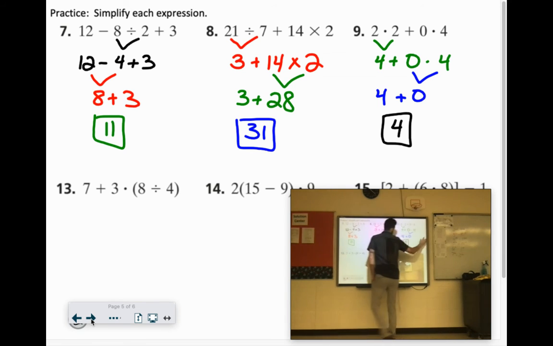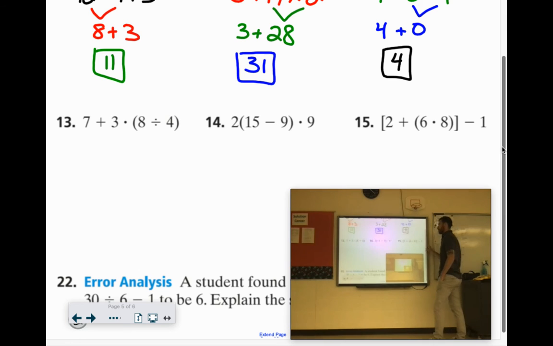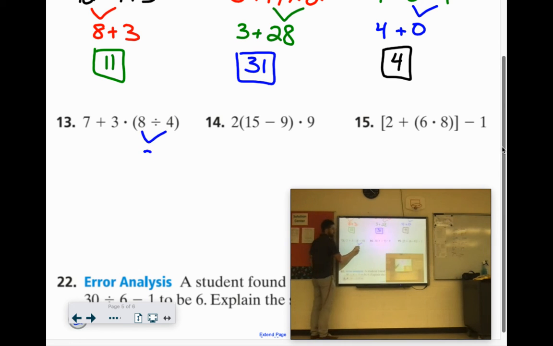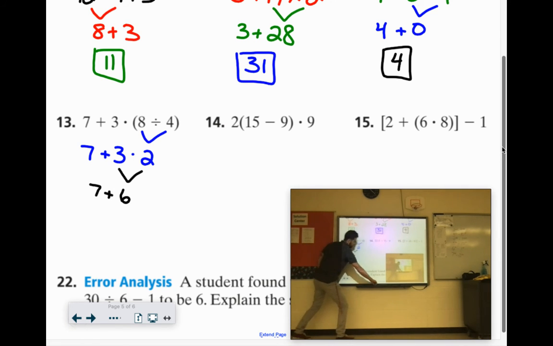All right, let's keep it going. Got parentheses. 8 divided by 4 is 2. I see multiplication. Okay, 3 times 2 is 6. We do that before the addition. 7 plus 6 is 13.